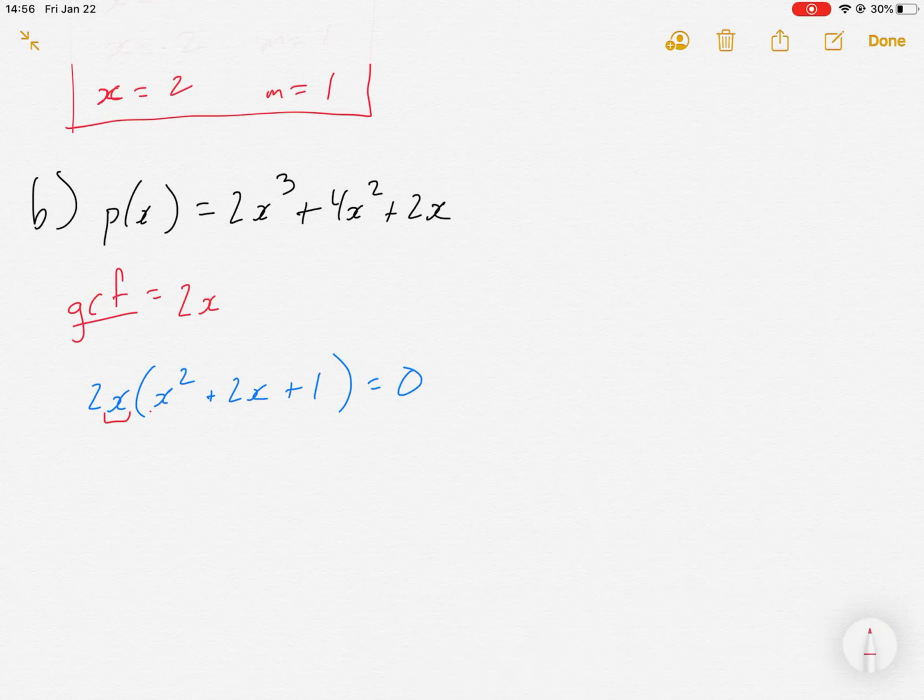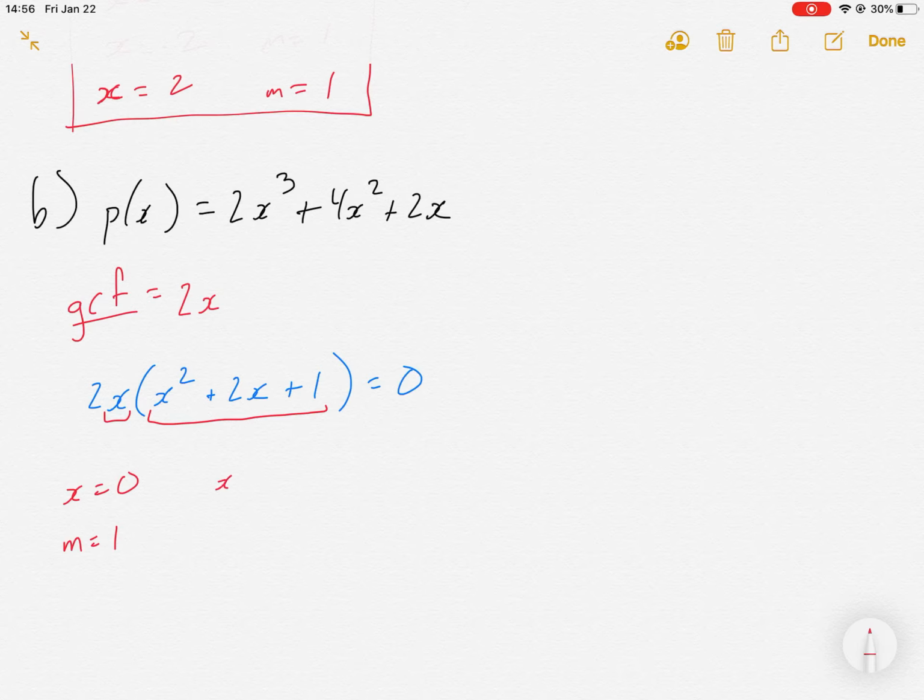Now I have to set each factor here equal to 0. So I'm going to write x equals 0. Well, that's already solved. That's one of my zeros. It has multiplicity one. And then x squared plus 2x plus 1 equals 0. Now this is just regular quadratic factoring. We need two numbers that multiply to 1 and add up to 2. So I would end up with x plus 1 times x plus 1.